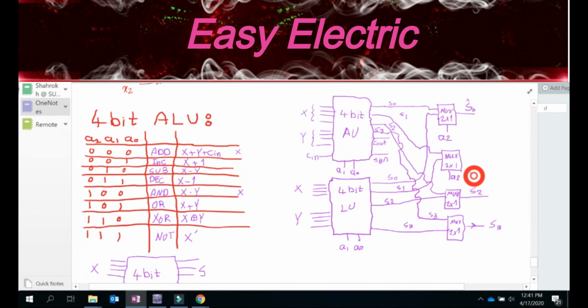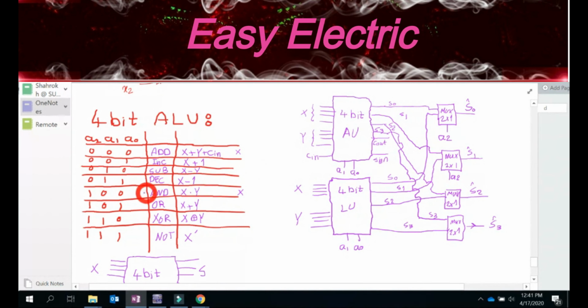This is S2. This is S1. If you don't want to mix with the previous S1, you just put the hat. So that's it. So you actually designed that. So now the problem is just these two. What we should do with these two, with the C out and sign.